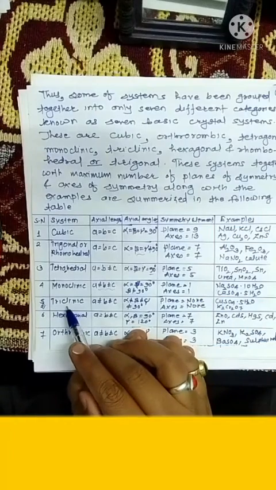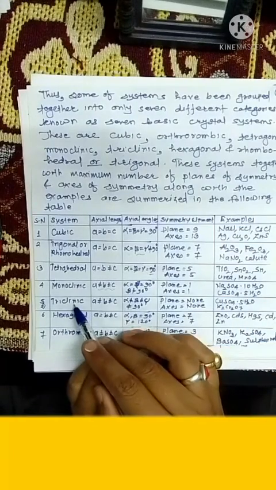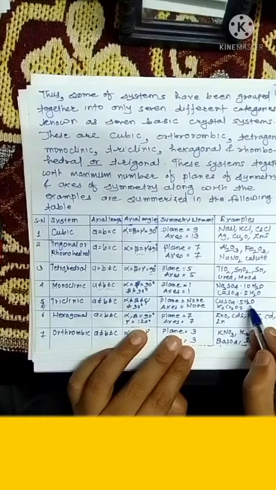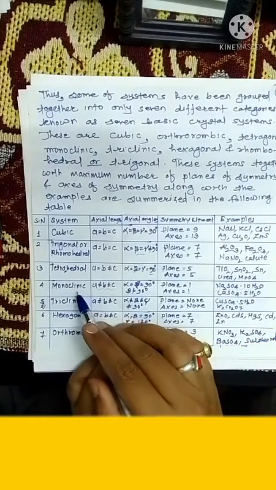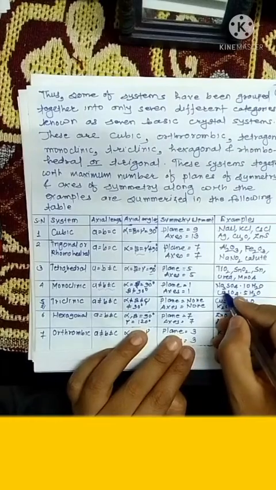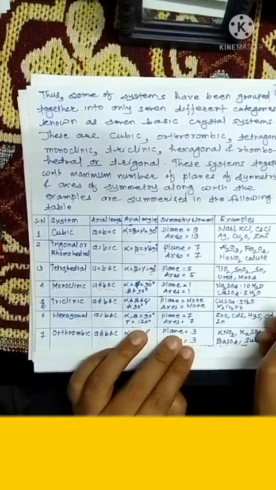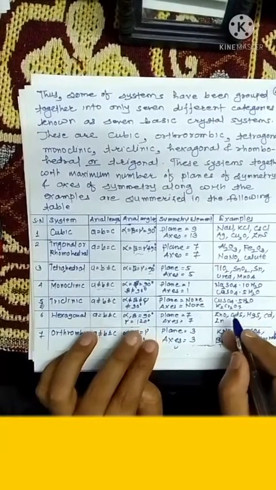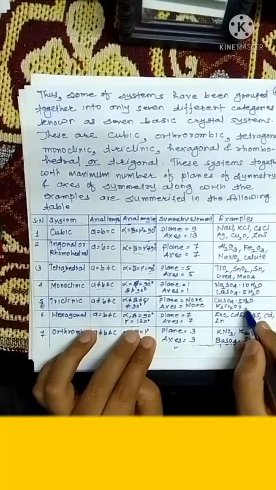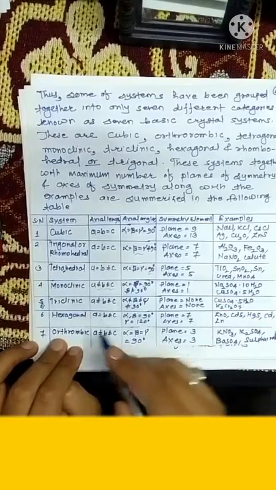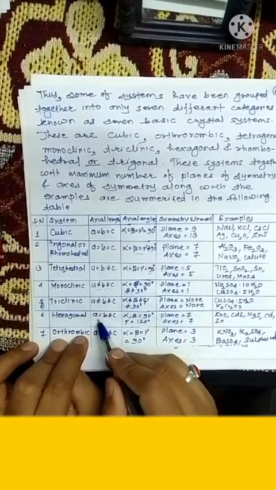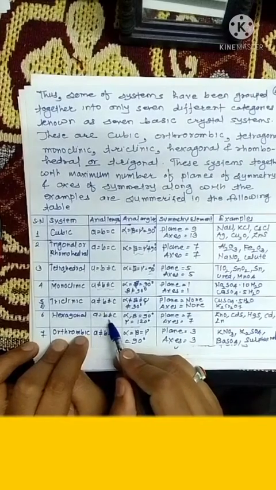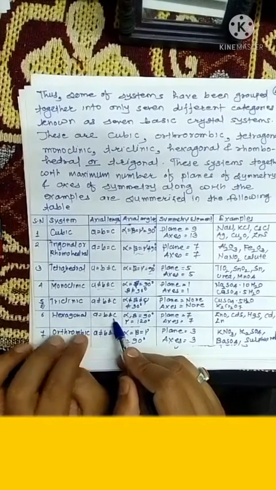The example of triclinic crystal system is copper sulfate pentahydrate, and the example of monoclinic system is calcium sulfate pentahydrate. It is not copper sulfate. And K2Cr2O7. Hexagonal crystal system. In hexagonal crystal system, A is equal to B, B is not equal to C.